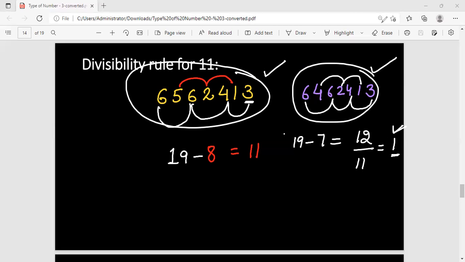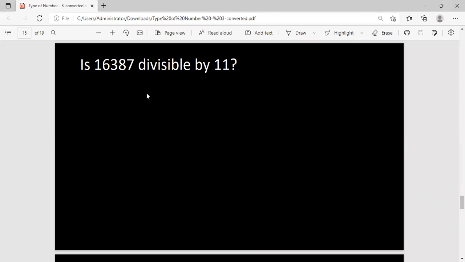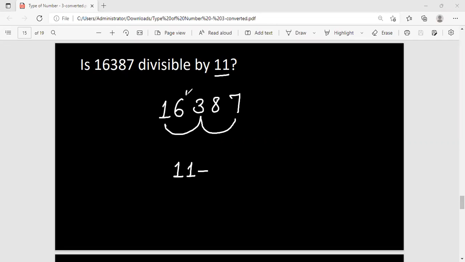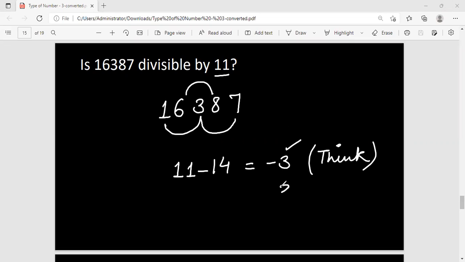So let us move further, guys. Let us check whether this number is divisible by 11 or not. So it is 16387. 7 plus 3 will be 10, 11 minus 14. 11 minus 14 is what? Minus 3, which is not divisible by 11. So what should be the answer? The number is not divisible by 11. Now think, what should be the remainder here? I cannot say that 3 is the remainder. Rather, the remainder is 8. Is that all right? Clear?